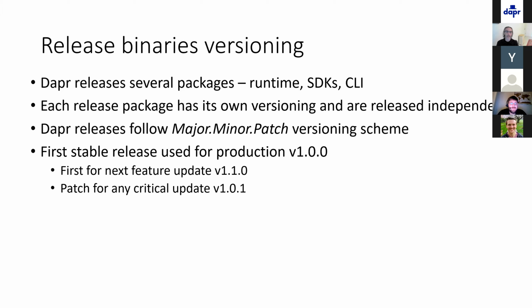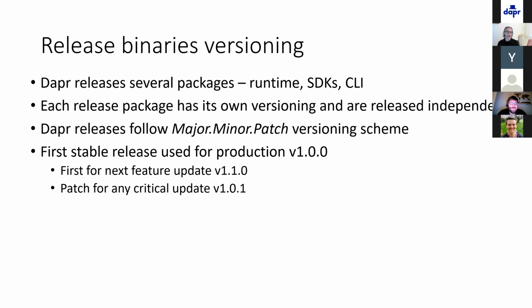So this one time at 1.0, if you look at all the SDKs, the runtime, and the CLI, they're all versioned at 1.0. But they don't have to stay like that. For example, if we have to do a fix inside the Java SDK, that can be released completely independently of the others. All of them follow a major, minor, patch versioning scheme, a very typical semantic versioning mechanism. I'll talk about what those actually mean. But for this first stable release that can be used in production, they've all been versioned at 1.0.0, major, minor, and patch.